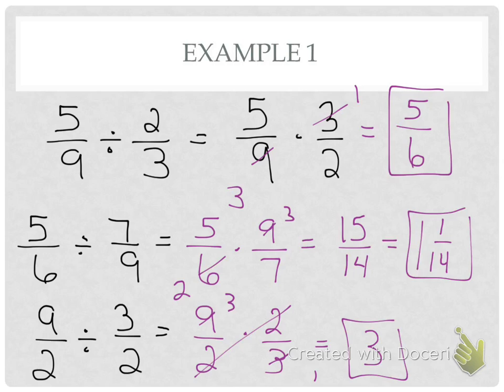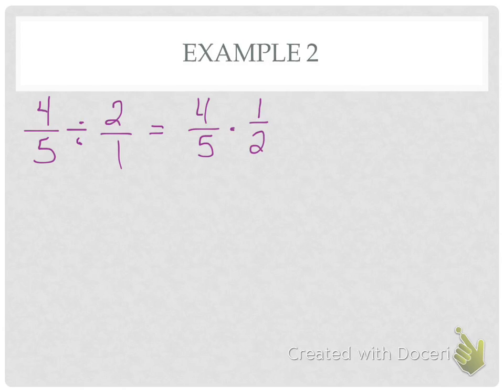In example 2, now we are dividing by whole numbers again. As soon as you see a whole number, how are you going to write it? You're going to write it over 1. So this is 4/5 divided by 2, but I'm going to go ahead and write it as 2/1. Does everybody go with that? You understand why I'm doing that? Okay, so now it's very easy to see that I can flip it to 1/2.